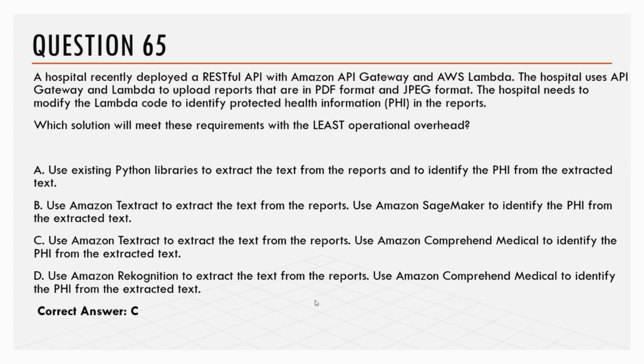And the correct option is option C, use Amazon Textract to extract the text from the reports. Use Amazon Comprehend Medical to identify the PHI from the extracted text. Now let's look into the next question, question number 66.